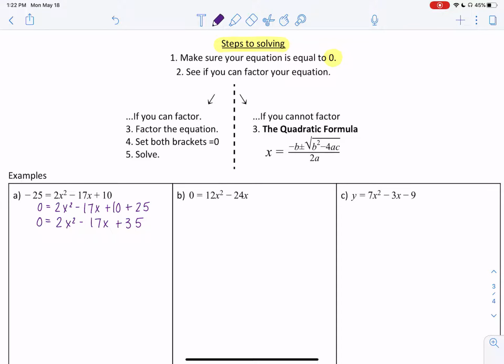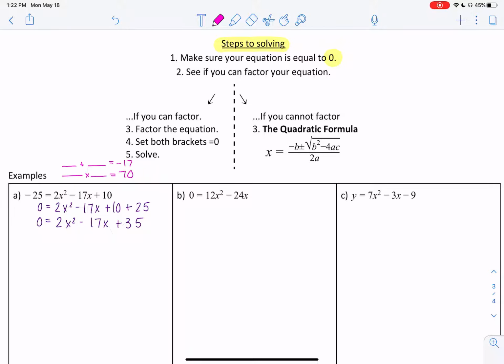So now we have it simplified, equal to 0. We are ready to start on our next step. The next thing we want to do is try to factor this. So I'm going to look at it, first see if I can common factor anything out. Nope. And now I'm going to try to factor it. I need two numbers that add to my middle number, which is negative 17, and two numbers that multiply to a times c, which in this case is 35 times 2, which is 70.